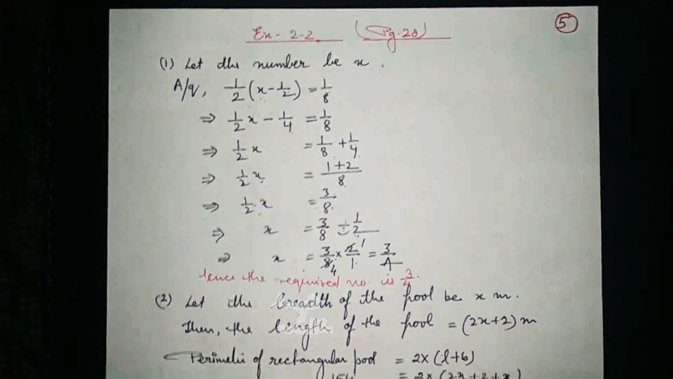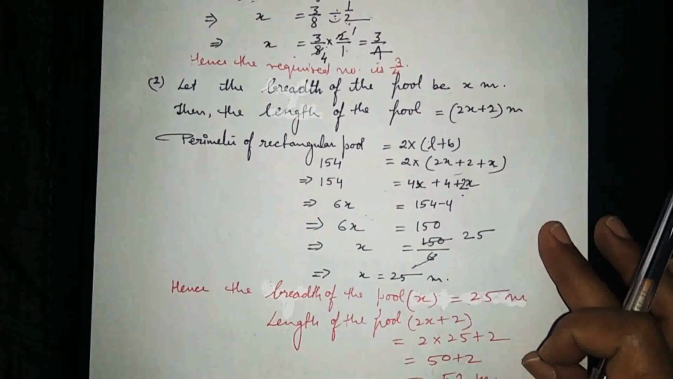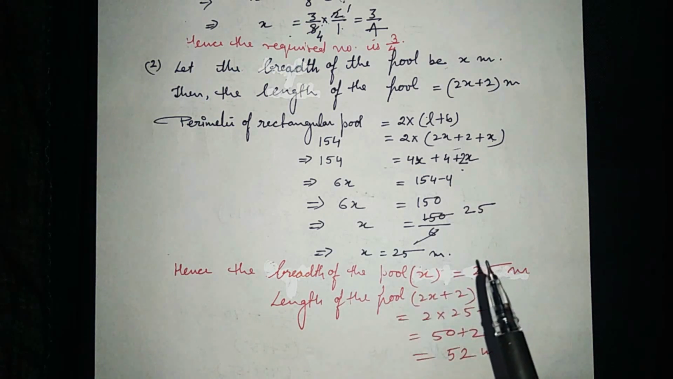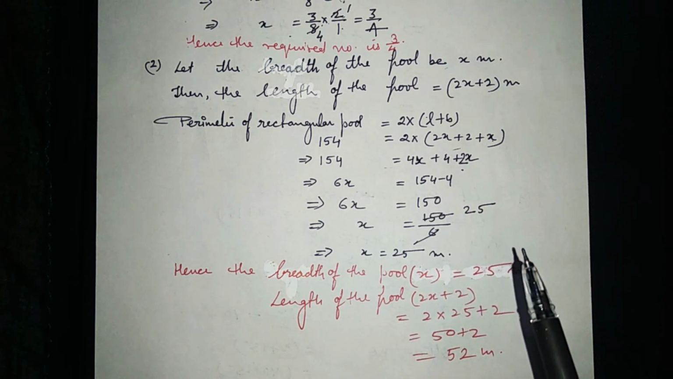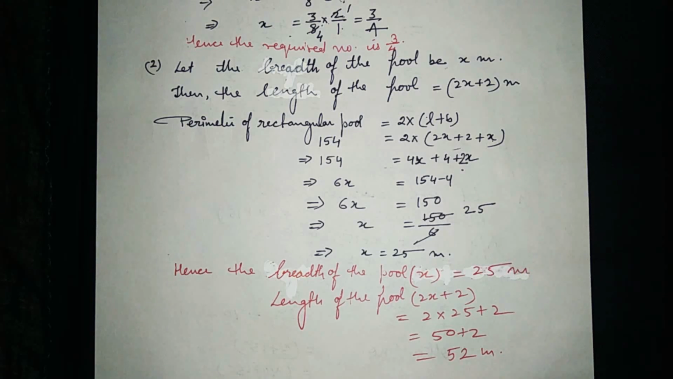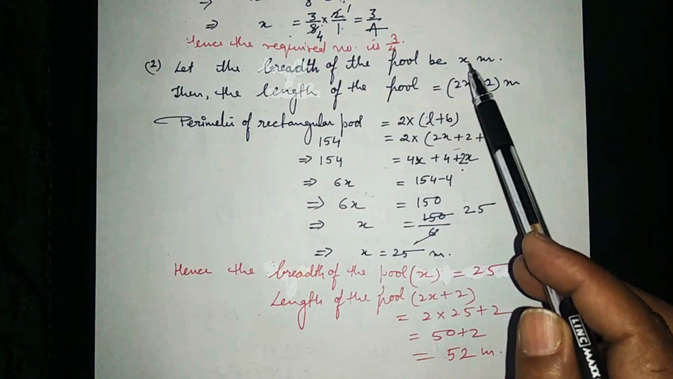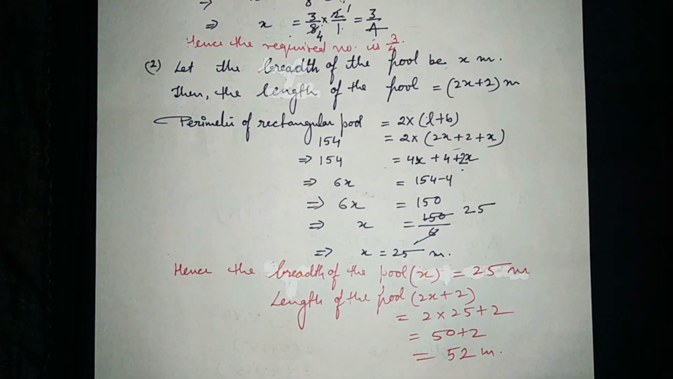Now see the second question in your book. The second question is: the perimeter of a rectangular swimming pool is 154 meter. Its length is 2 meter more than twice its breadth. Do you know its breadth? No, we don't know. So what do we do? We will assume the breadth of the pool. Here, let the breadth of the pool be x meter.